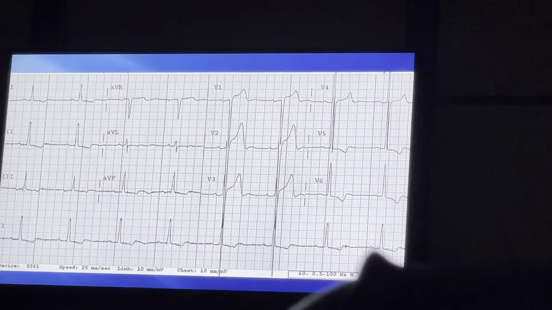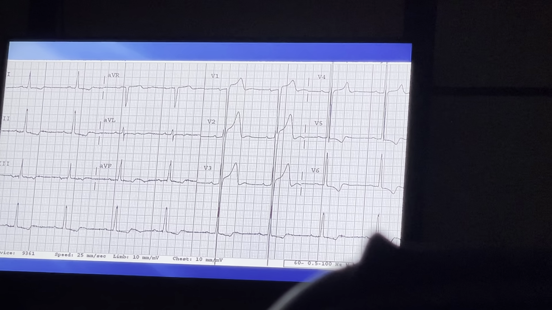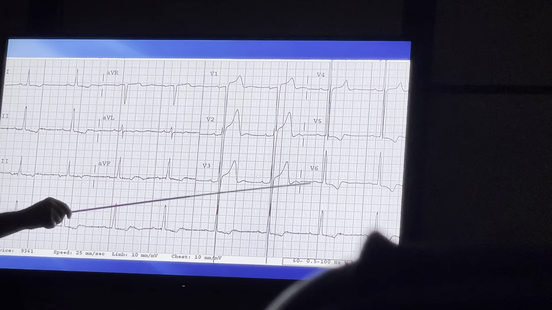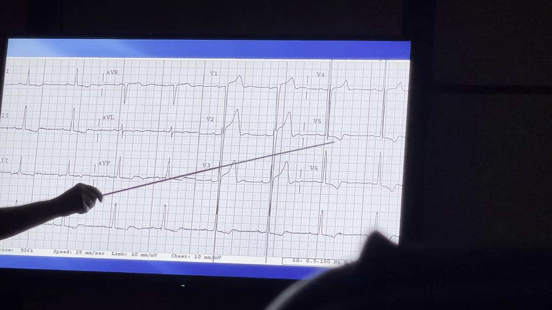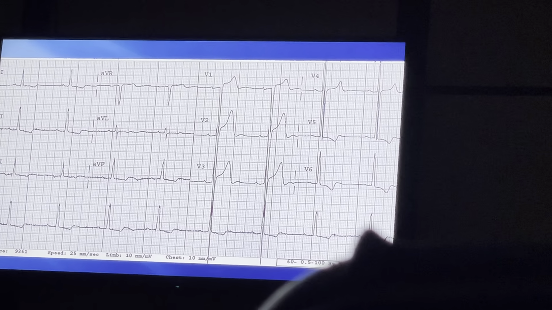So you can apply one criterion or the other at times. You must know 2-3 criteria of LVH, and you can apply all of them. When there is hypertrophy, most of the time there is a strain pattern, which is downsloping ST and T wave inversions in the leads which show LVH.